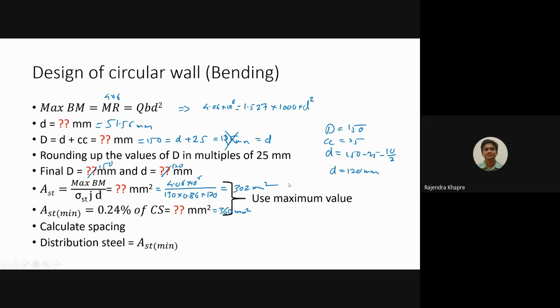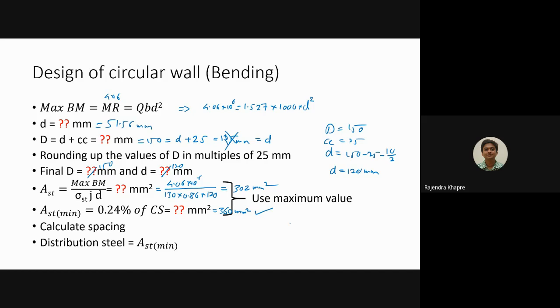Okay, so if you see the AST minimum, it is 0.24% of the cross section area. That comes out to be 360 millimeter square. In the previous design also we have seen, so definitely we are going to provide the maximum value. In this case, the AST minimum is the maximum value, so we can go with the AST as 360 millimeter square.